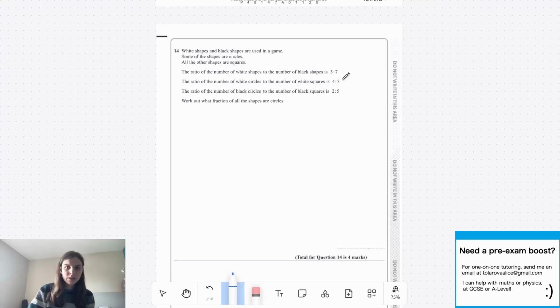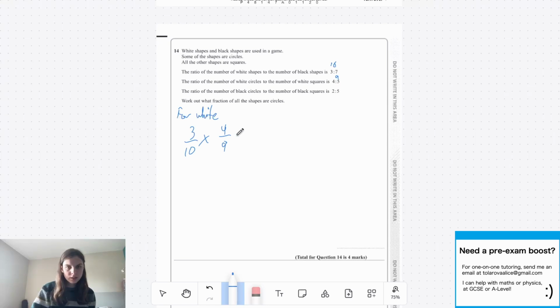So if we multiply the fraction of white circles by white shapes overall, that'll give us the proportion of the whole thing that's just white circles. We can do the same with black circles, and then that's all of the circles accounted for. So there are going to be 10 parts in this ratio, so in this case the proportion of white shapes is 3 over 10. So for white, 3 over 10 multiplied by the proportion of white circles to white squares. So it's going to be 4 over 9 because there's 9 total parts.